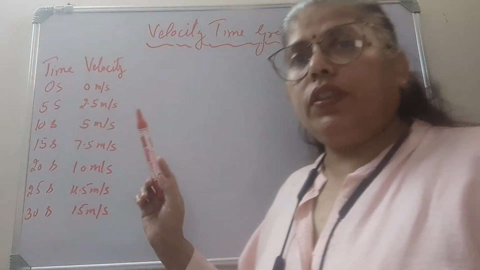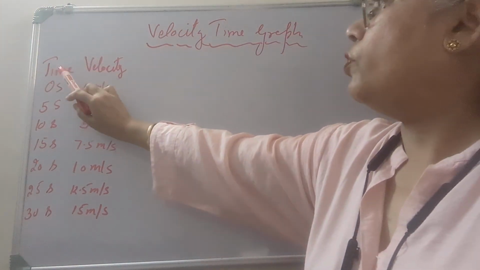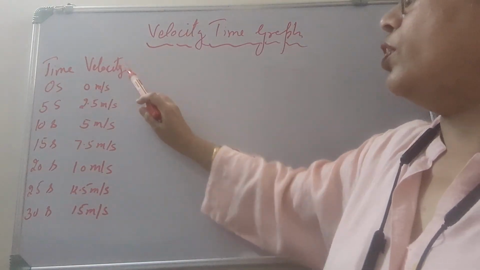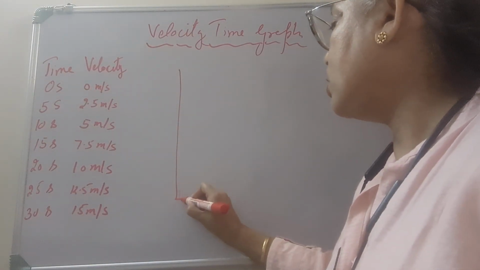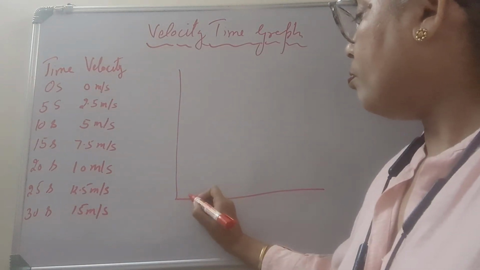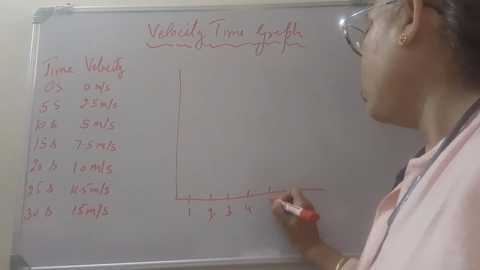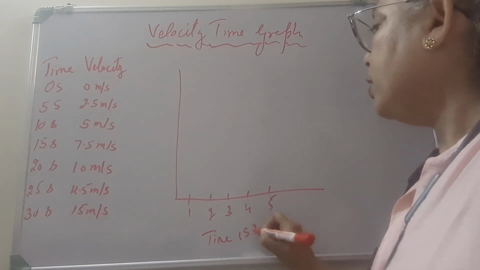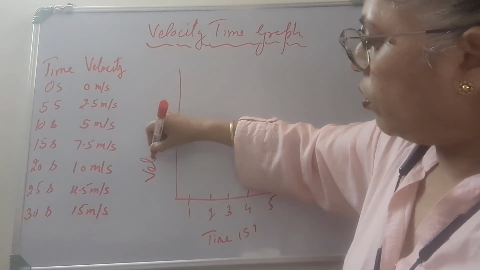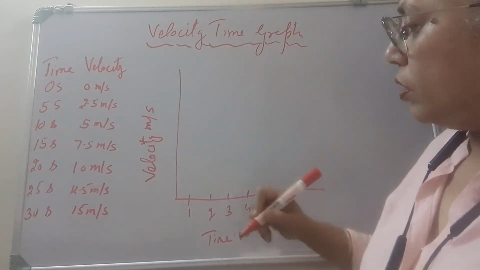In this video, we will study about velocity time graph. Time we always take on the x-axis and velocity on the y-axis. Now, first take an example like this. Here we have time in seconds, and here we have velocity in meters per second.